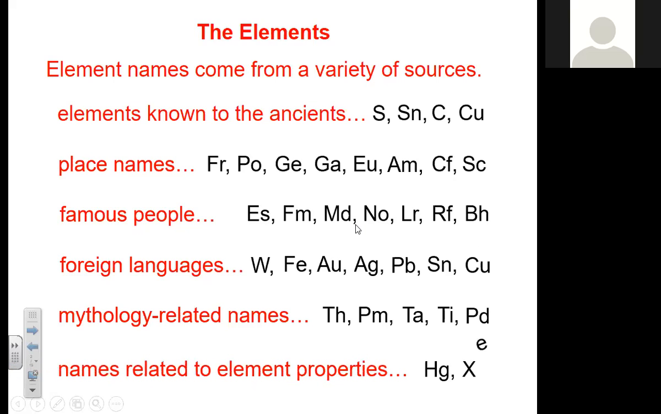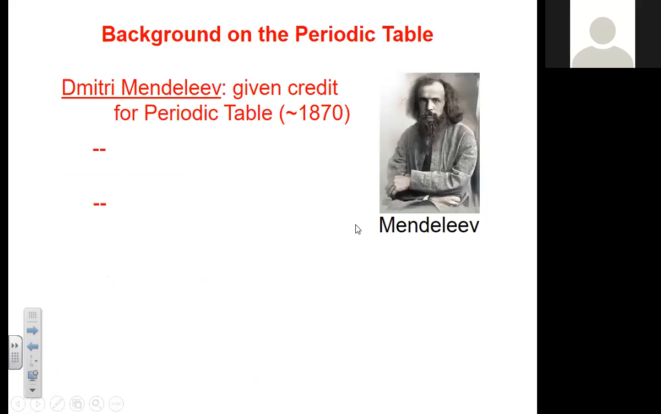And then you have some that are just named for what they do. Hydrogen, mercury, and xenon have their special names. So just lots of different reasons to name things.